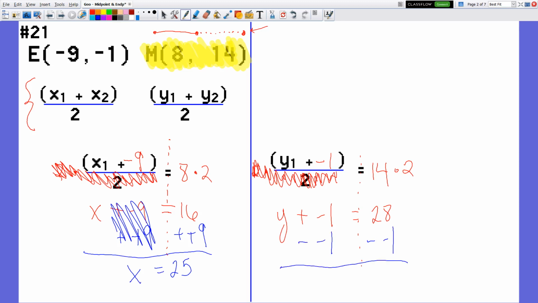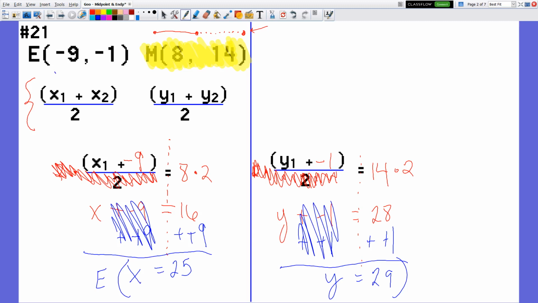Because if we added a -1, we got to take away a -1. So anytime we say double negative, it goes to positive. Awesome. Y equals 28 plus 1 is 29. So really, our x and y values should be 25, 29. If you wanted to check that, you know that you have the other endpoint as 25, 29.